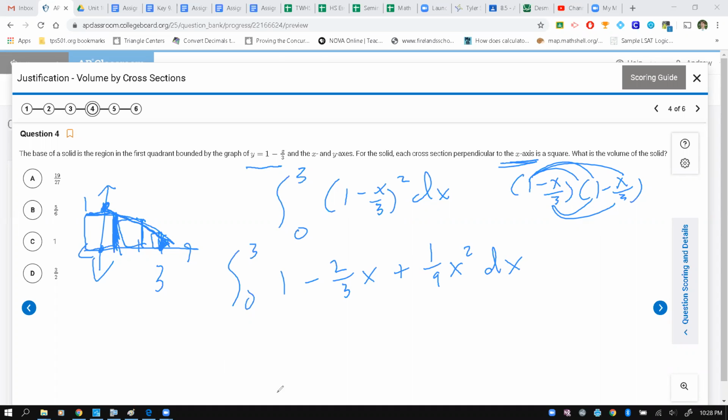So the antiderivative of 1 is just x. The antiderivative of the second term, I always do the power first, so it'll be x squared. And if I take 2/3 and divide it by 2, my new power, I would get 1/3.